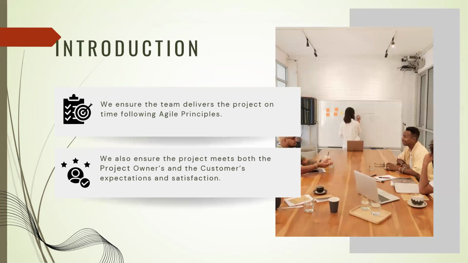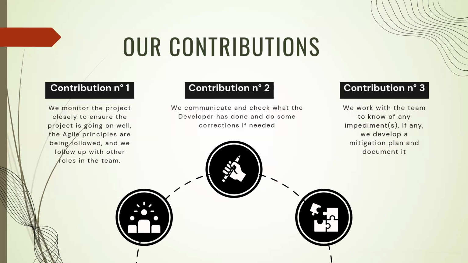Introduction: we ensure the team delivers the projects on time following the Agile principles, and we ensure the project meets both the owners' and customers' expectations and satisfaction. Our contribution: we monitor the project closely, using the Gantt chart in Microsoft Project. We communicate and check what developers have done, and if possible, make some corrections. We work with the team to identify any impediments, and if any, we develop a mitigation plan and document them.